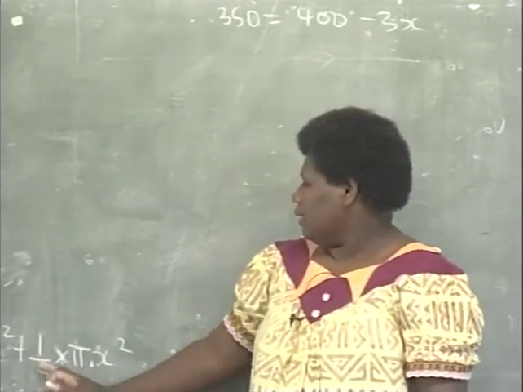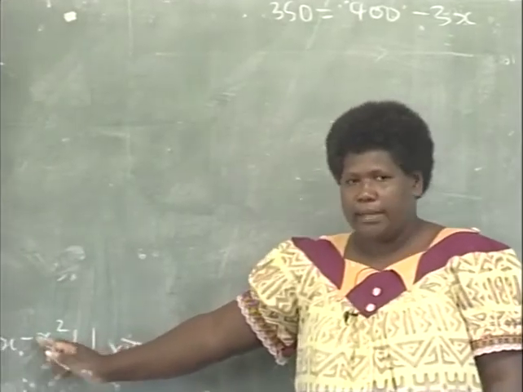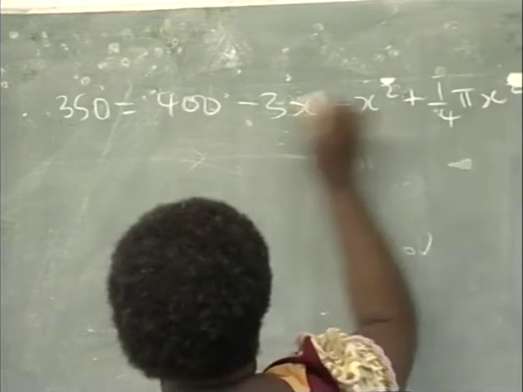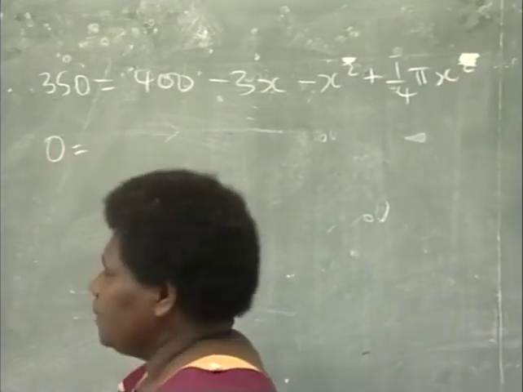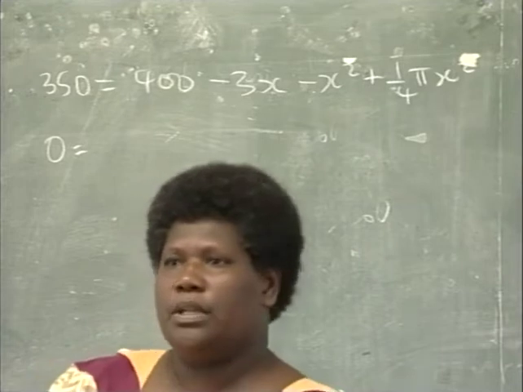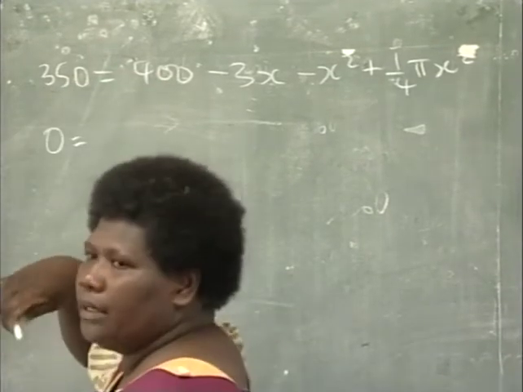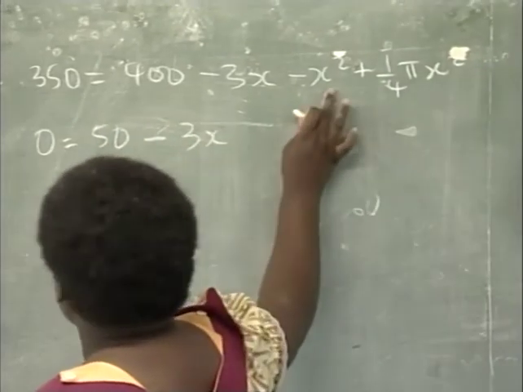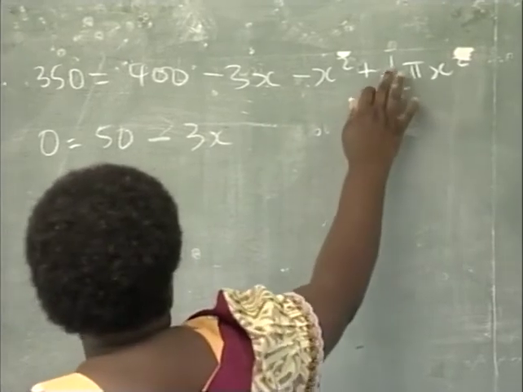Then I have a minus 1x squared here plus 1/4 of pi x squared. And 1/4 of pi, remember, pi is a number, so I can also add that. I'm just going to leave it for the time being as minus x squared plus 1/4 pi x squared. If I subtract 350 on both sides of the equation, I will get 400 take away 350 is 50, minus 3x.